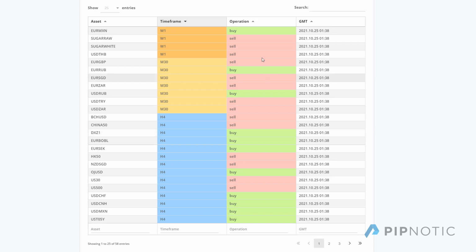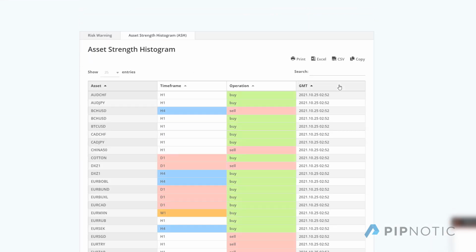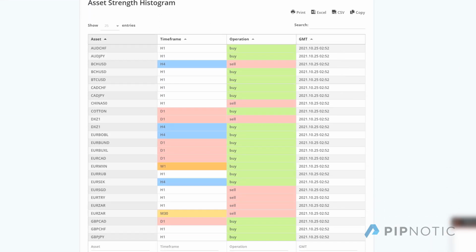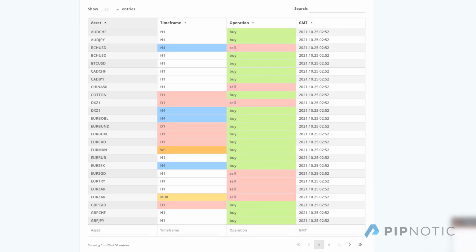So what I do is I simply log on to the dashboard. I go here, I click on the Asset Strength Histogram, like so. This loads the page, and this is updated very often. Every 2 minutes, the server is sending data in. So what we're seeing here is all of the assets that are qualified for a trade. We're seeing the time frames, the operation, and then the time that it happened, GMT. So this is GMT time. Okay, so that was actually right now.